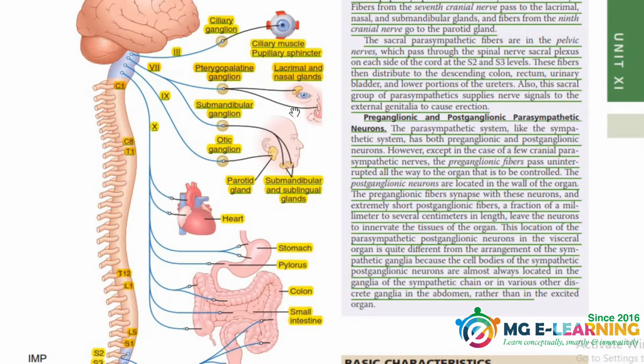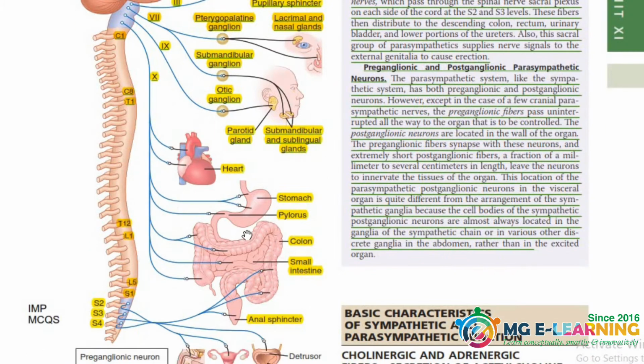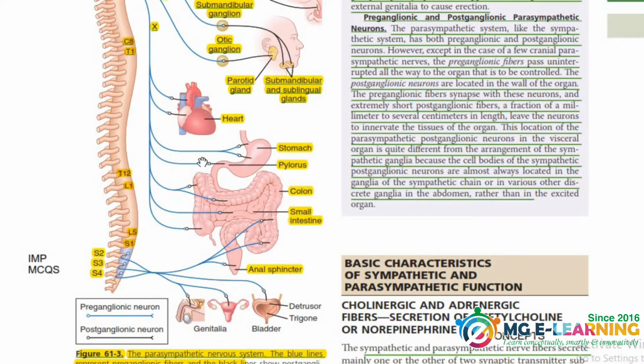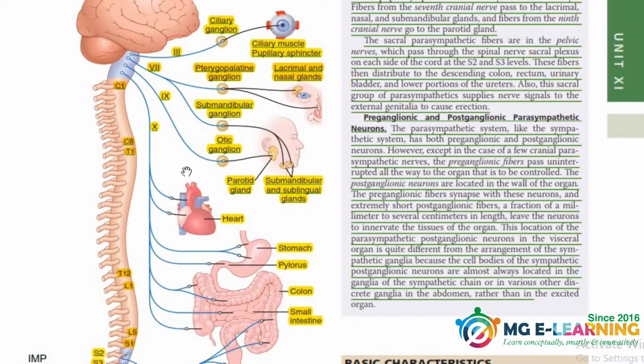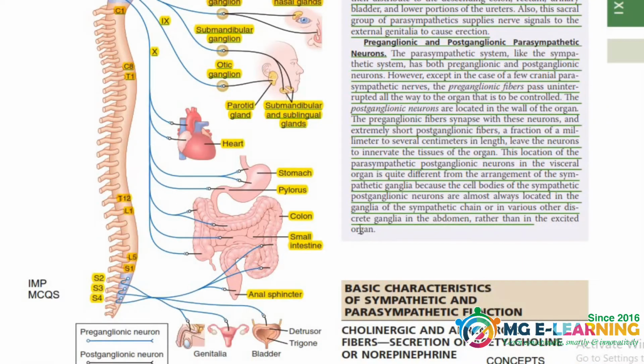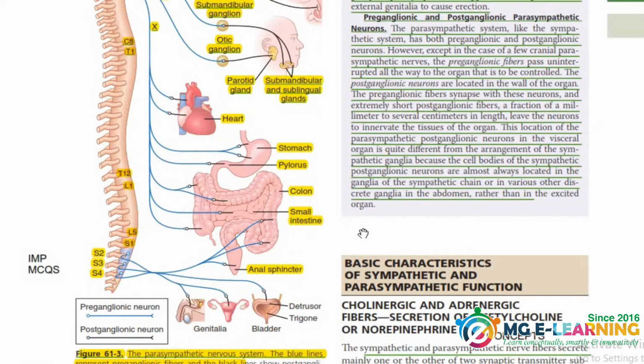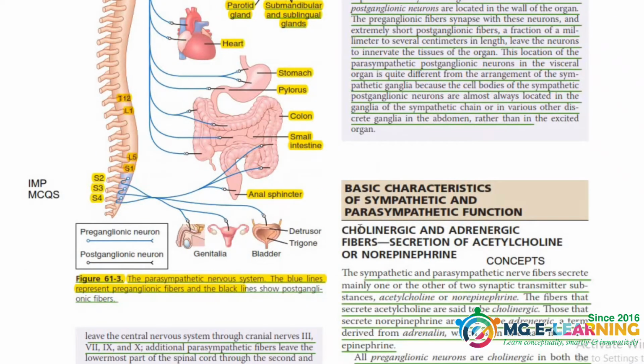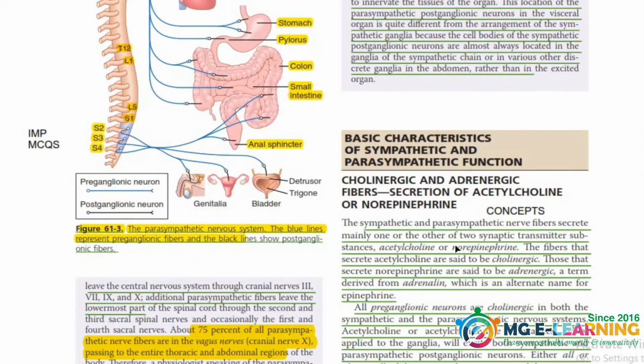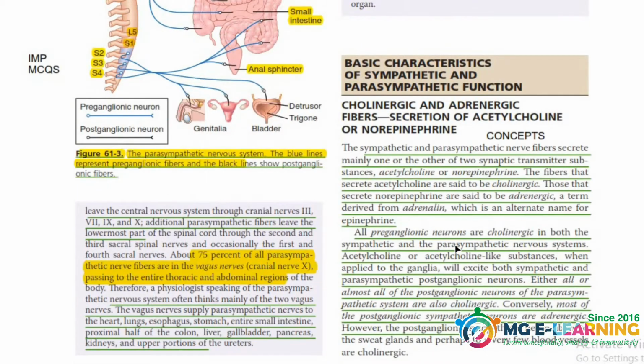This is the third important diagram of this chapter, the anatomy of the autonomic nervous system, and these diagrams are helpful in understanding the anatomy of the autonomic nervous system, so they are important for your concepts and they come in MCQs. Next is the basic characteristics of sympathetic and parasympathetic functions. This topic is for your concepts. You just have to read this.